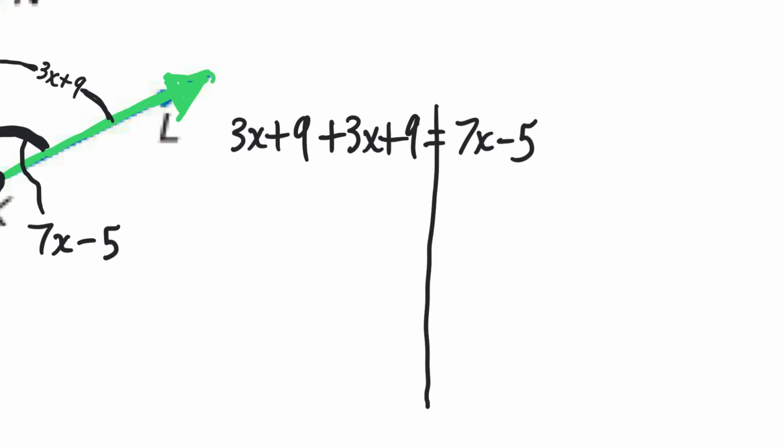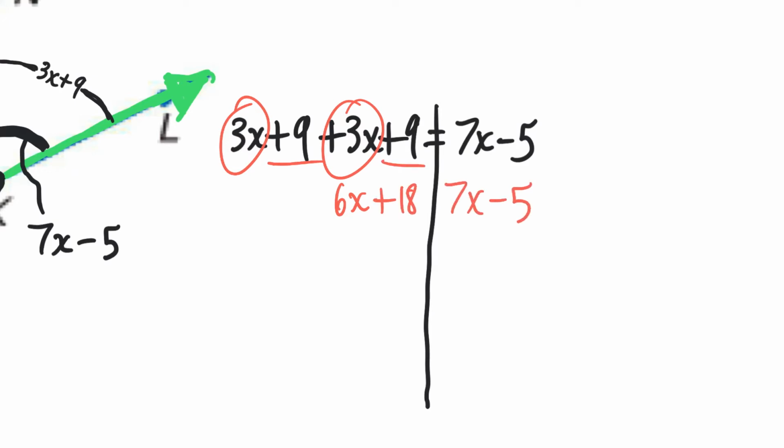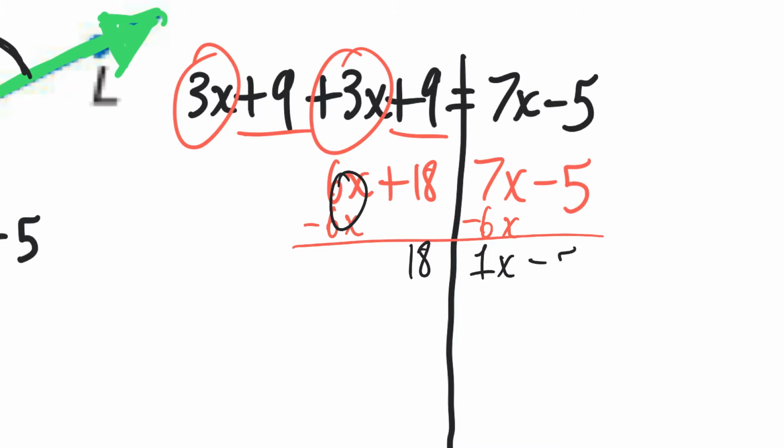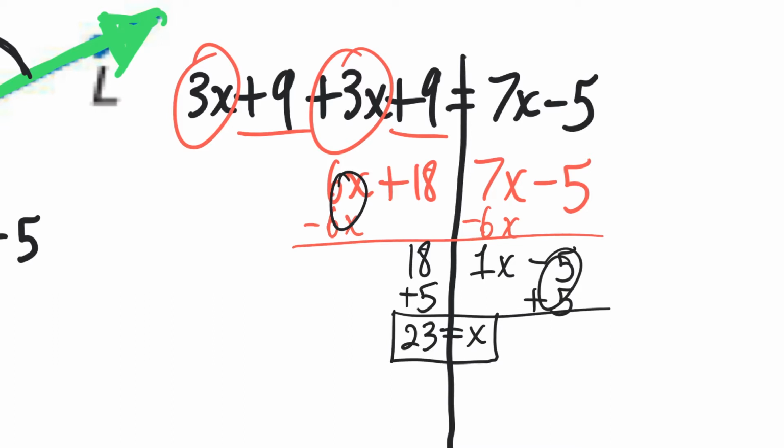All right, then what do we do from here? Combine like terms. 6x plus 18 equals 7x minus 5. 9 and 9 together make 18. So we're going to subtract 6x from both sides. This zeroes out. 0 plus 18 is 18. 7x minus 6x is 1x, still with the minus 5. And we add 5 to both sides. We get 23 equals 1x, or just x.